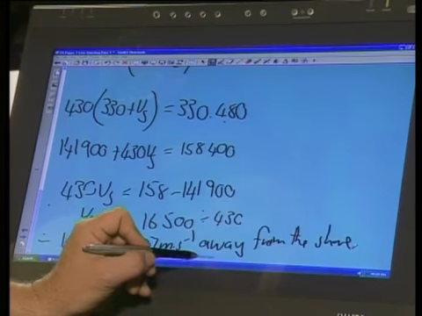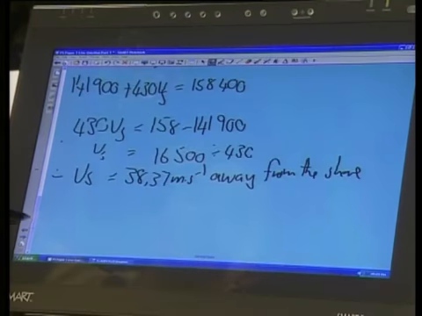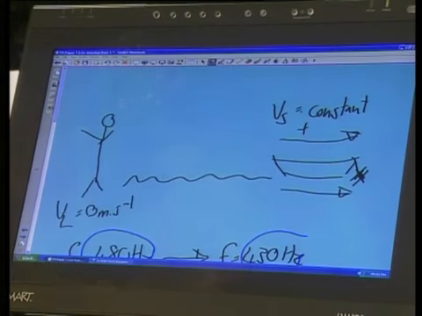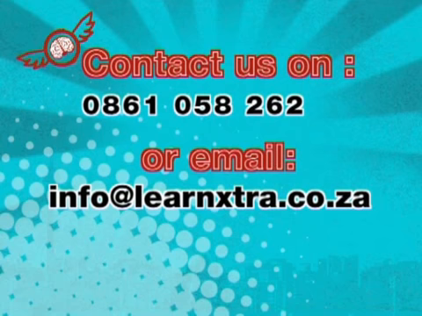Okay. Are you happy? Yes, I'm happy. Okay, very good. Now, let's remember the physics that's involved here. The important part, and you got it right, was that we recognized that when the frequency was decreasing, the object was moving away. When an object moves towards you, then that frequency is going to increase.